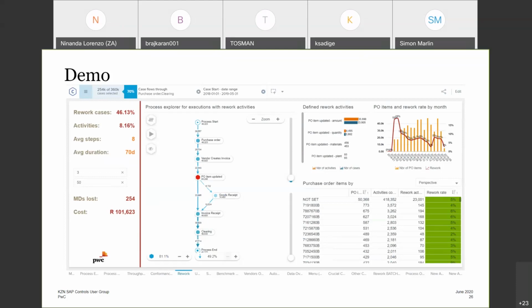The 8% talks about activities. So for rework activity, a PO item update activity for example, there are not that many different activities compared to all the other ones taking place in the process, which means there's not that much for us to analyze, which is quite the benefit. On average steps, here we've got an average of 8 steps, where previously we had an average of 6 steps. So immediately you see it increases the work that's required in the process, and the duration also increased to 70 days instead of 66 days.